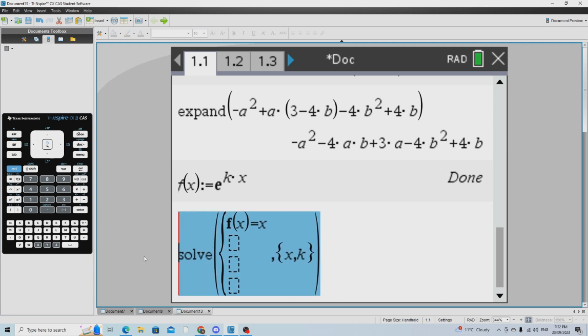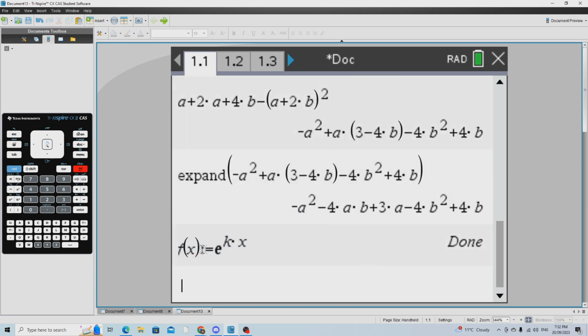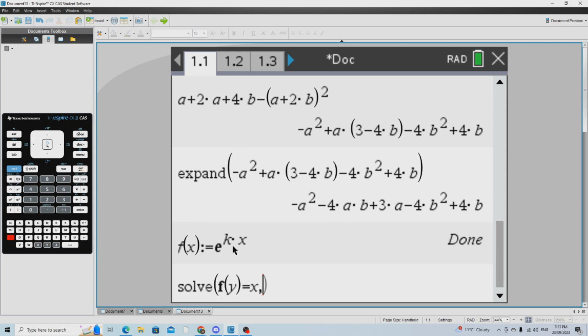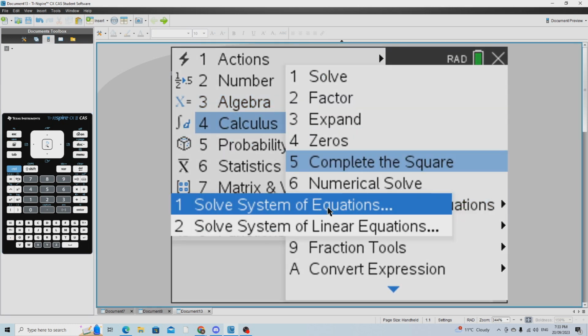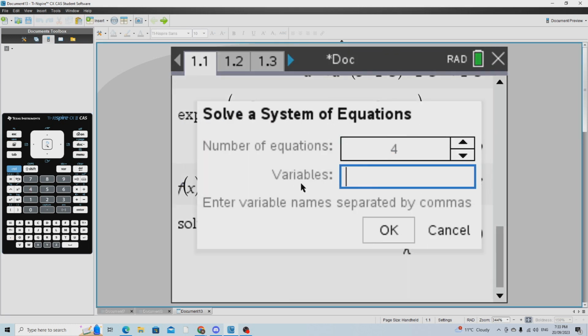Oh, no, before we do that, we need to think. We need to get the inverse. So to solve for the inverse, we just say solve f of y equals x, comma y. So this is our inverse, perfect. Now let's do the algebra part, for x and k.